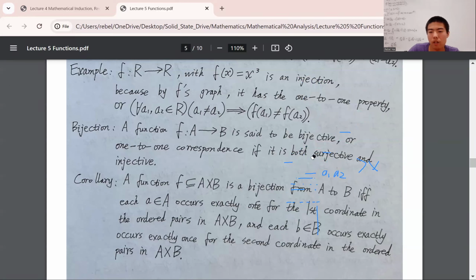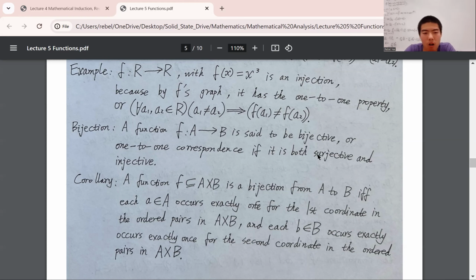And another definition based on the definitions of injection and surjection is bijection. So if a function is both surjective and injective, we say it's bijective. So notice the words used here. A function we can say is a bijection, a surjection, an injection, but we use injective, surjective, and bijective to describe its property.